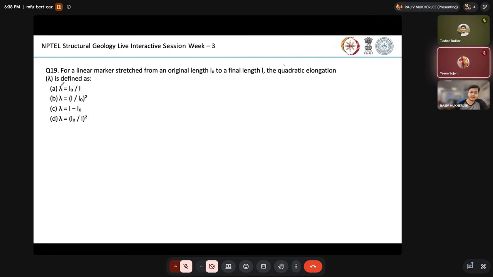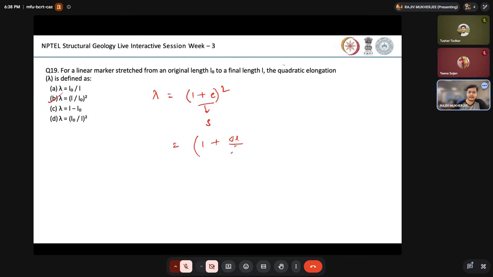Option B. Yes, option B. Because quadratic elongation is 1 plus e square, which is essentially the stretch. Quadratic elongation is stretch square. So it means 1 plus del L by L naught. So it's essentially L naught plus del L by L naught square, that is L by L naught square. And this is the final length. So that is why option B is the correct answer.